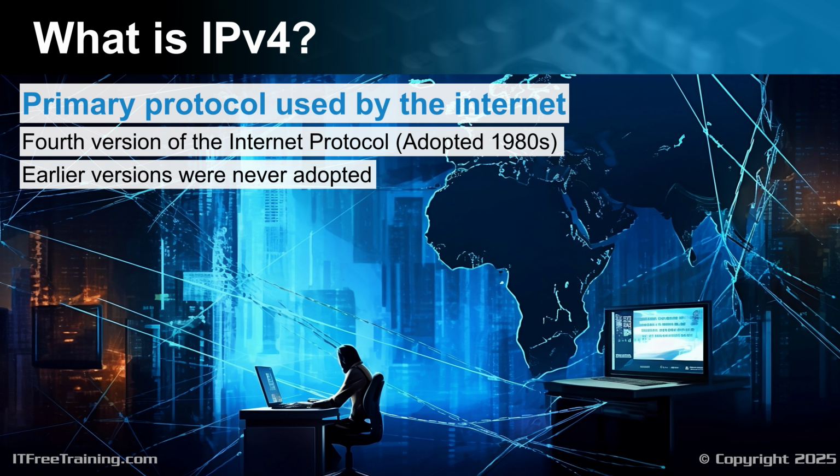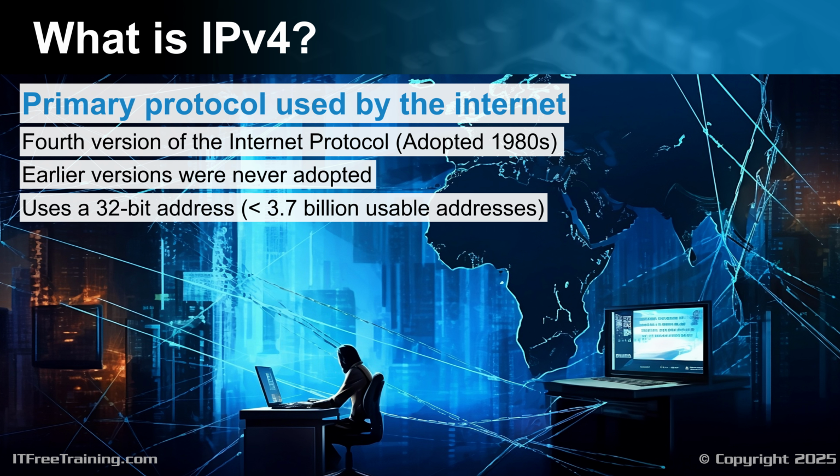Earlier versions of the protocol were considered developmental and experimental and were never adopted. Thus, the first version used on a production network was version 4. IPv4 uses a 32-bit address. Due to the way IPv4 addresses are implemented, there are under 3.7 billion usable public addresses.